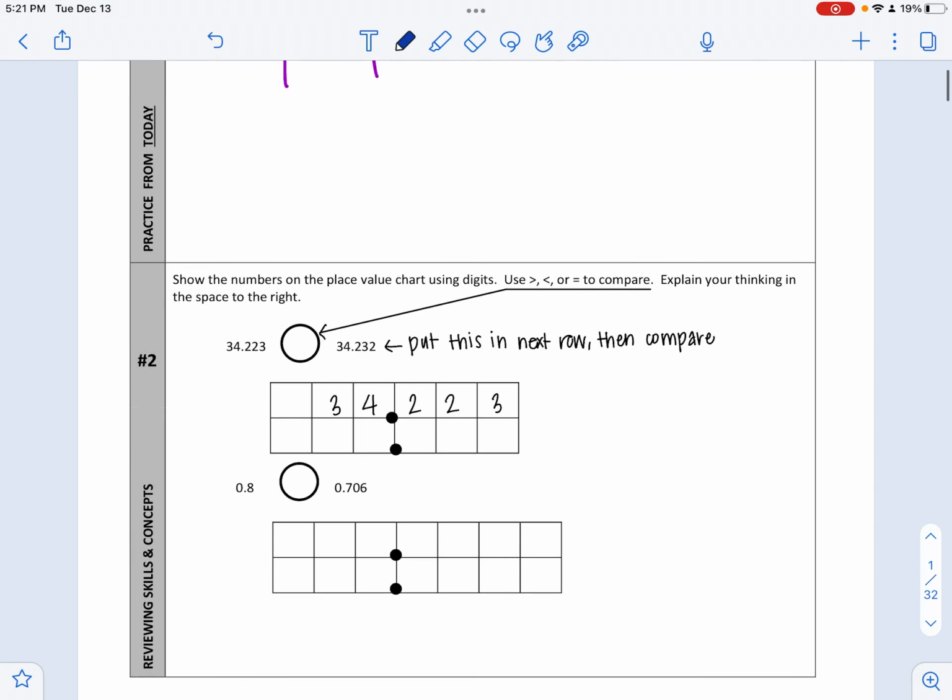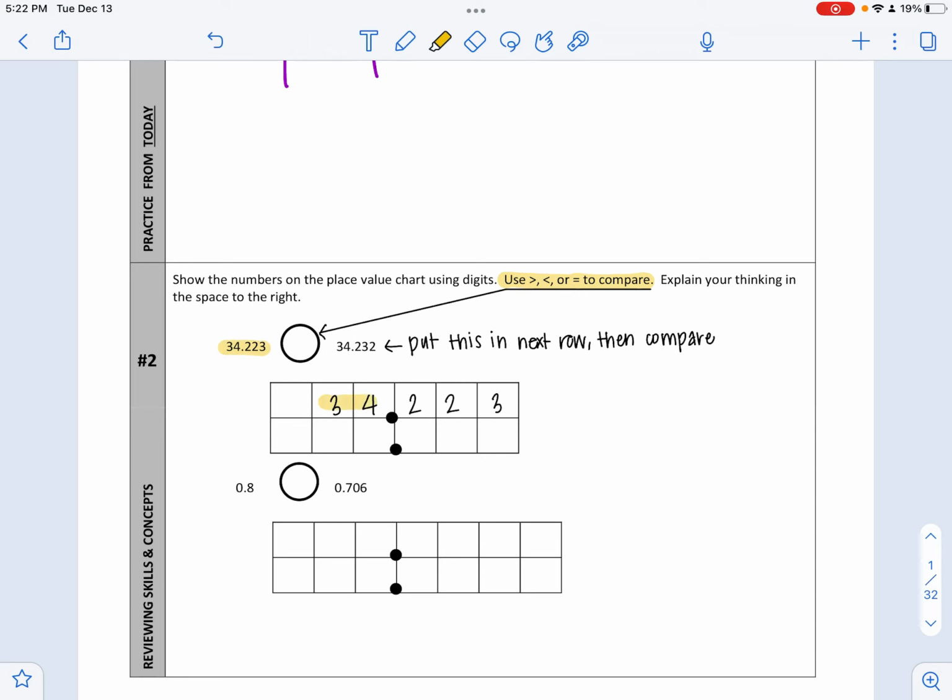Question 2 says, show the numbers in the place value chart using digits. Use greater than, less than, or equals to compare. And explain your thinking in the space to the right. You can see that I filled out the first row of the place value chart for you.